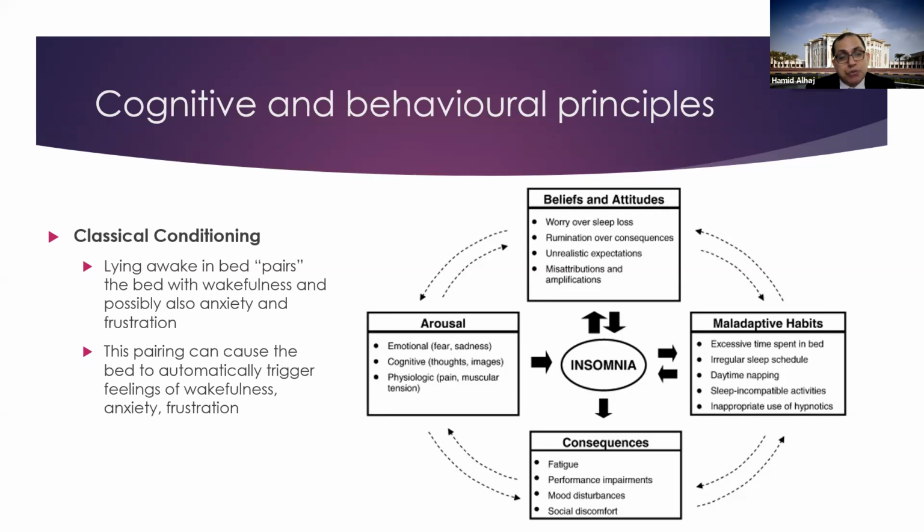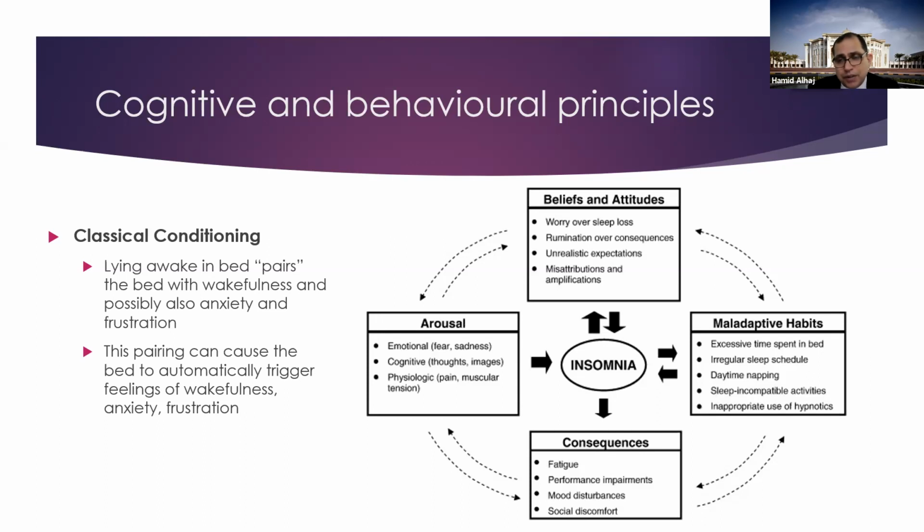Otherwise, it will lead to more frustration and more anxiety. And if you see on the right, how insomnia, how beliefs and attitudes: you're worrying about not sleeping, you're ruminating, you have unrealistic expectations. You want to just go to sleep and immediately sleep because you're worried about what's going to happen if you don't sleep. So you start to have maladaptive habits, spending a lot of time in bed, irregular sleep schedule, daytime napping, sleep incompatible activities, such as staying in bed and using your phone.